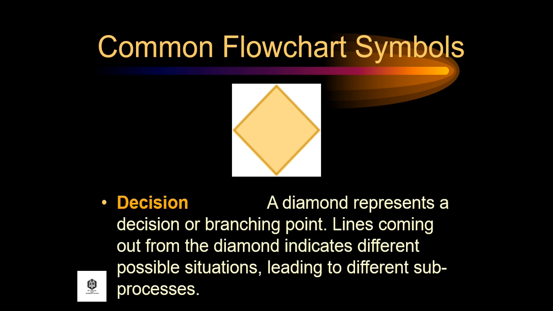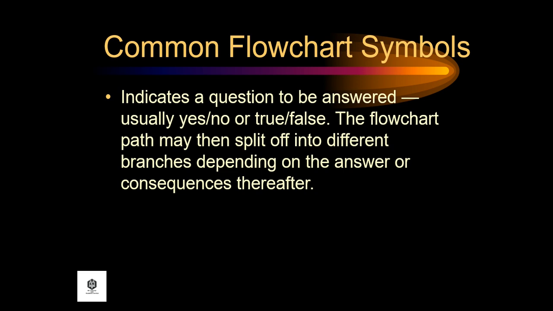Another is decision. A diamond represents a decision or branching point. Lines coming out from the diamond indicate different possible situations, leading to different sub-processes. It indicates a question to be answered, usually yes or no, or true or false. The flowchart path may then split off into different branches depending on the answer or consequences thereafter.